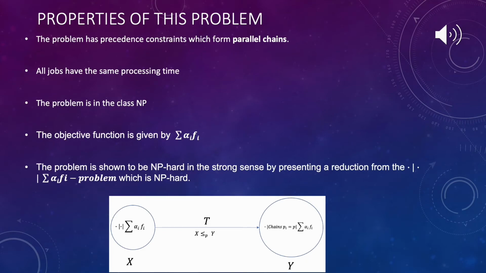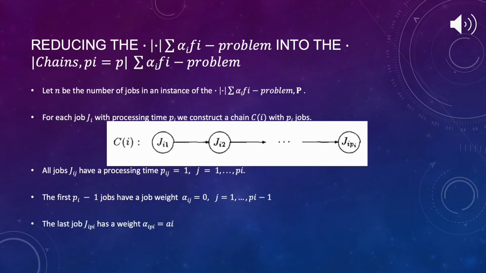So we are going to prove NP hardness by offering a reduction from the very first NP hard problem that we proved in this paper. So given an instance P of the first problem we covered in this presentation, we are going to reduce that into an instance of our chains problem.